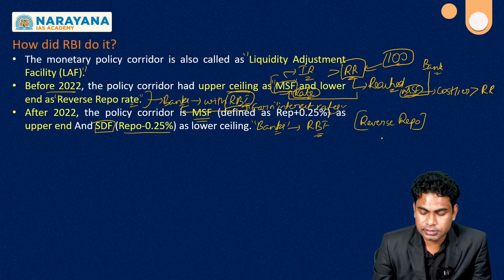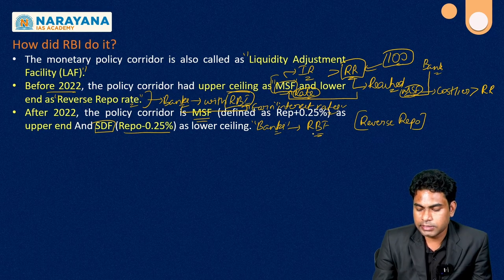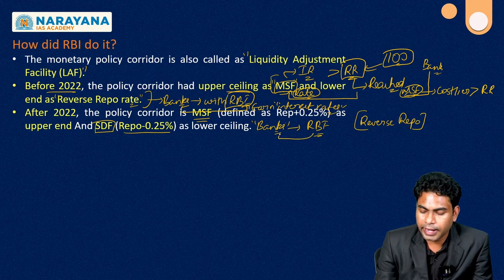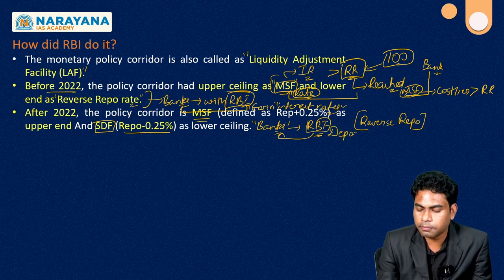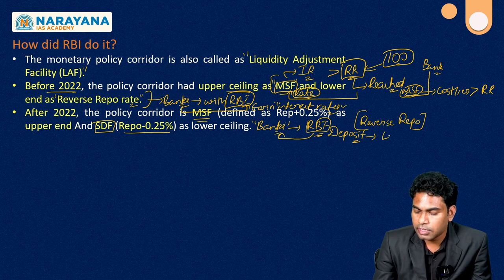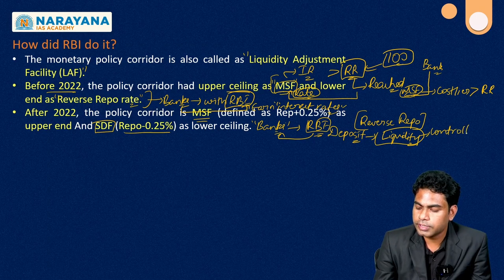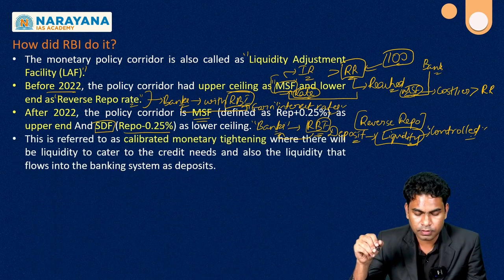Thus, what is happening is RBI is able to attract the deposits from the banks. If RBI is able to attract the deposits, that is, banks are depositing their money in RBI, obviously what happens is the liquidity in the market is being controlled. So in this way, RBI is able to control the money flow in the market.